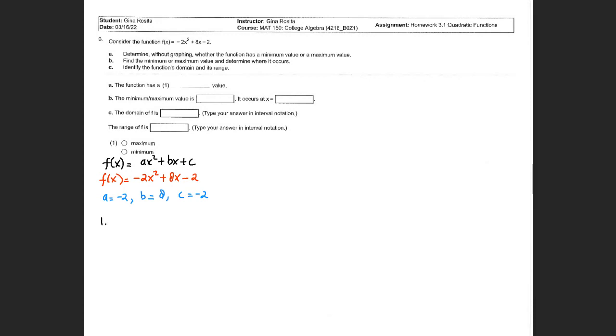Okay, now question A. The function has what? Maximum or minimum value? Yeah. So look at the a. Yeah. a equal negative 2. It means a less than 0. Yeah. Because a less than 0, the parabola is open downward. Yeah. So we have maximum because the parabola opened downward. Okay. So the vertex is the maximum point and the function has a maximum value.